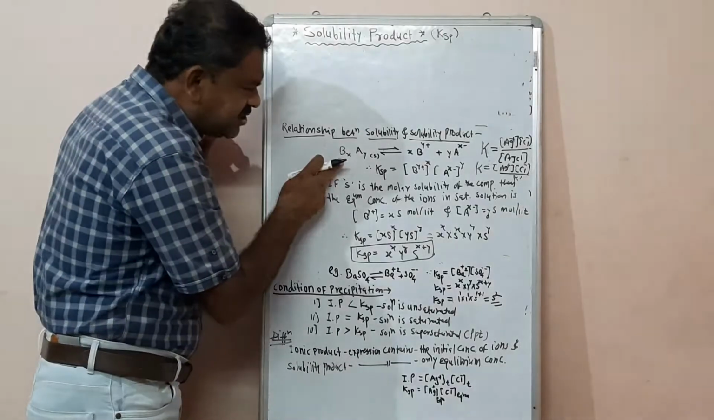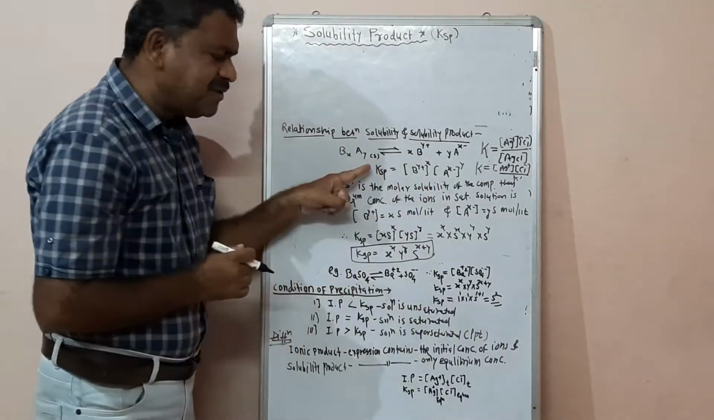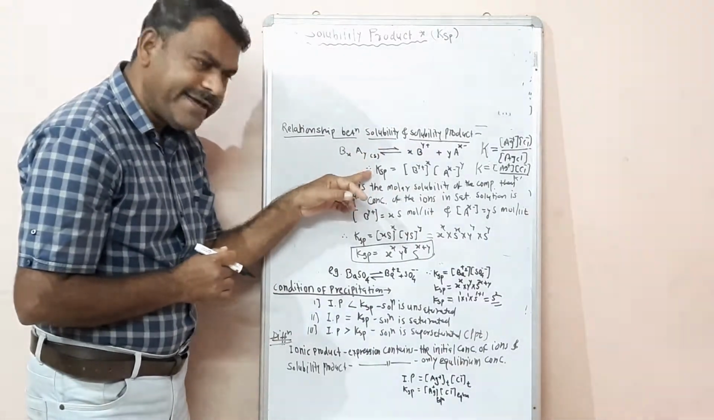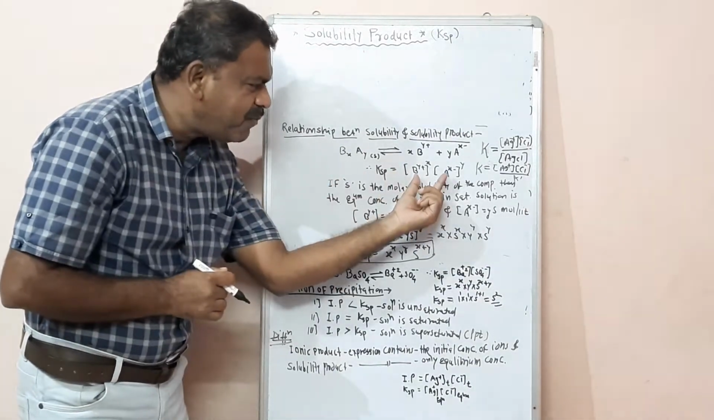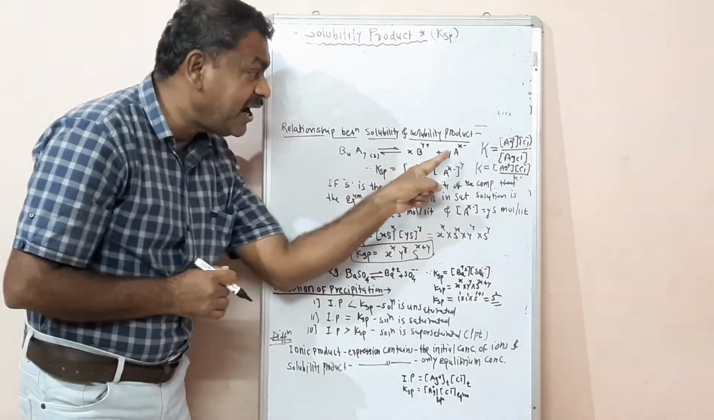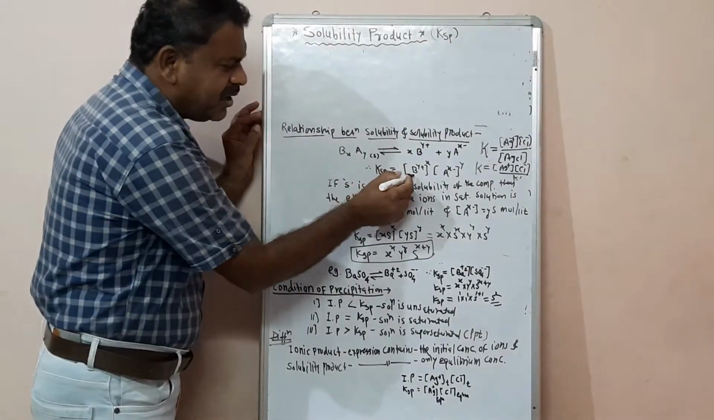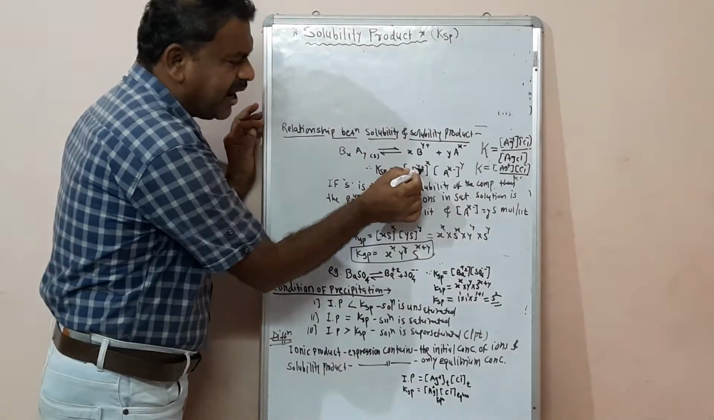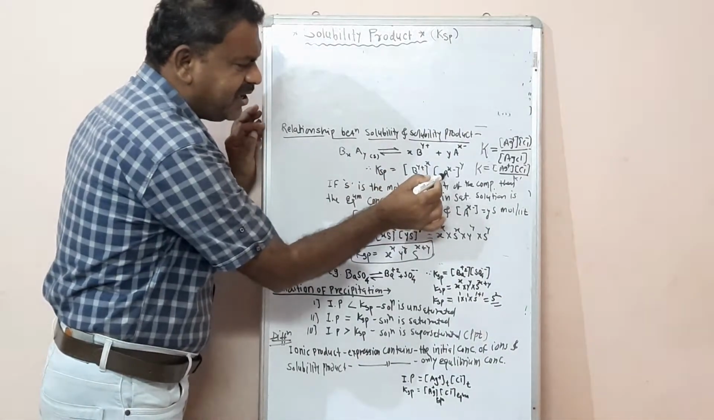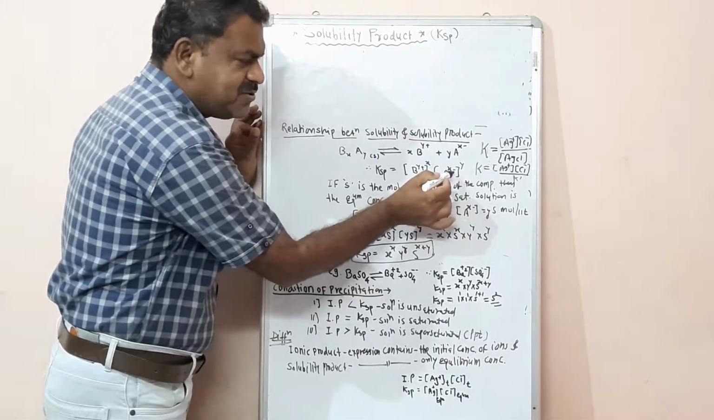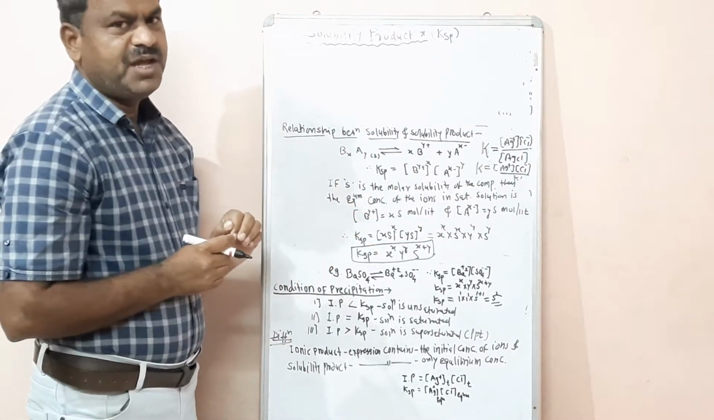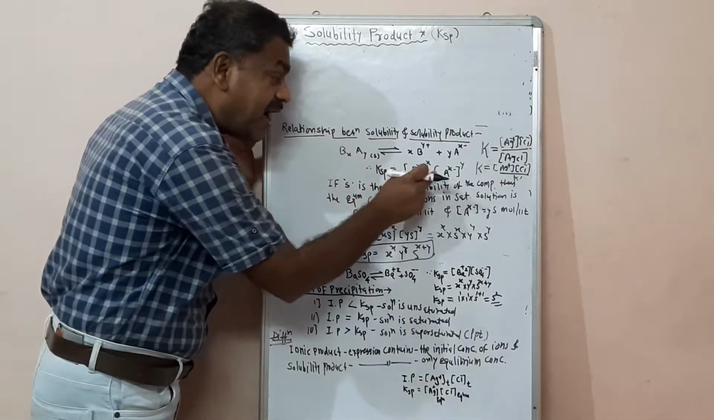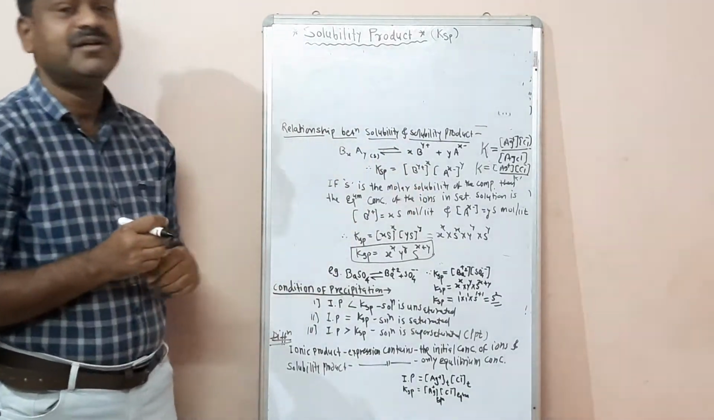Now, if you determine the Ksp, meaning this solid electrolyte gives the ions, Ksp is equal to the product of the molar concentration of B and A. This B^y+ is the ion and this is the power. This A^x- is the ion and y is the power. So the ions are raised to the powers of their molar concentrations.